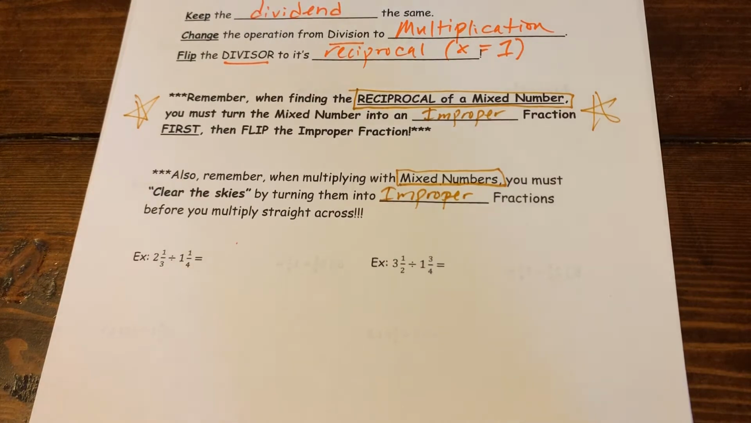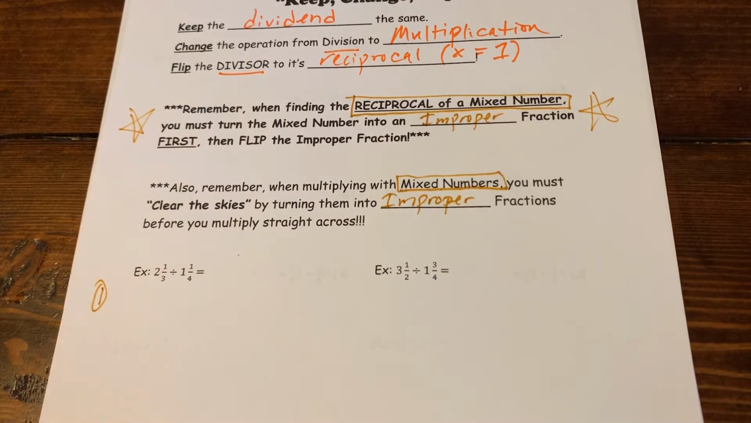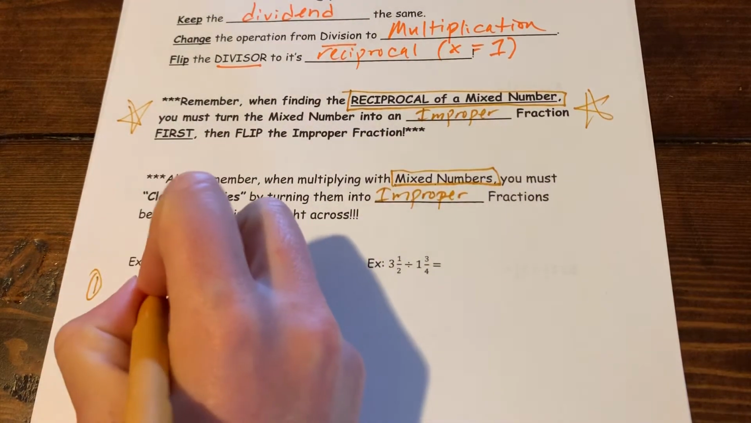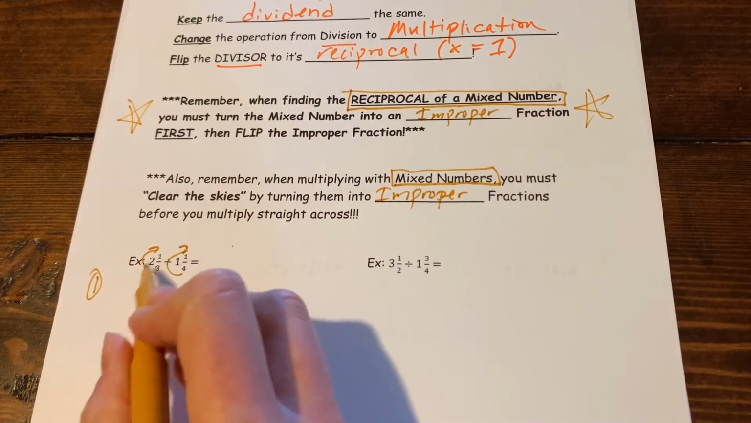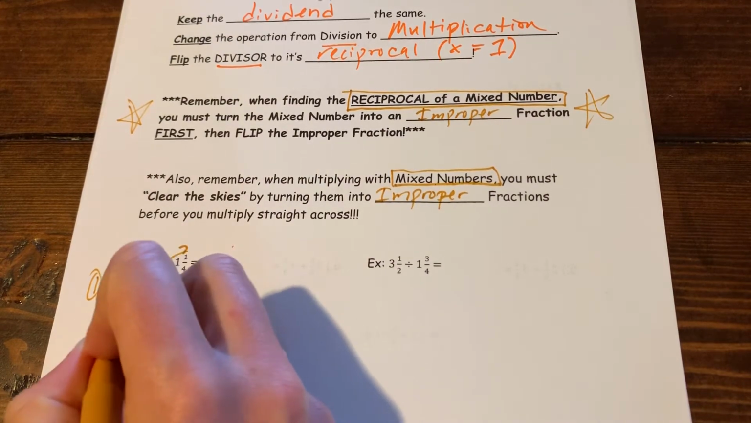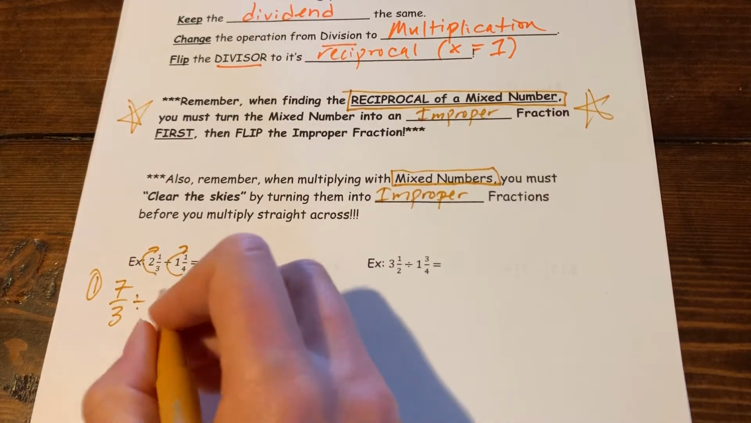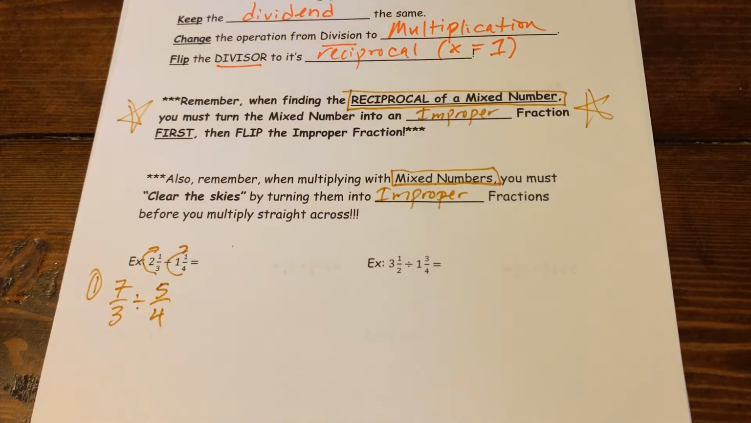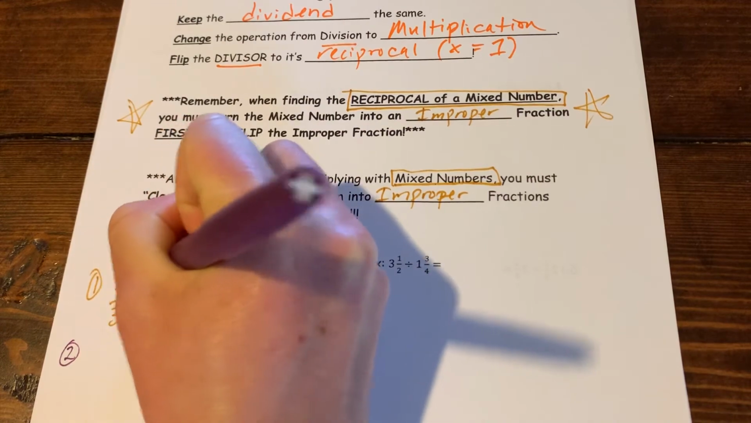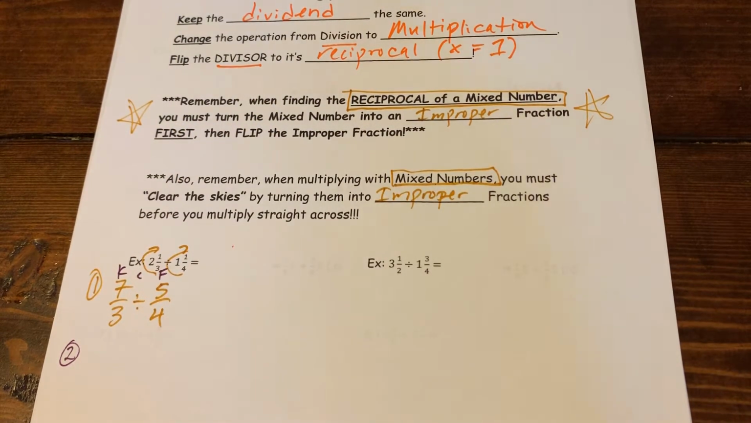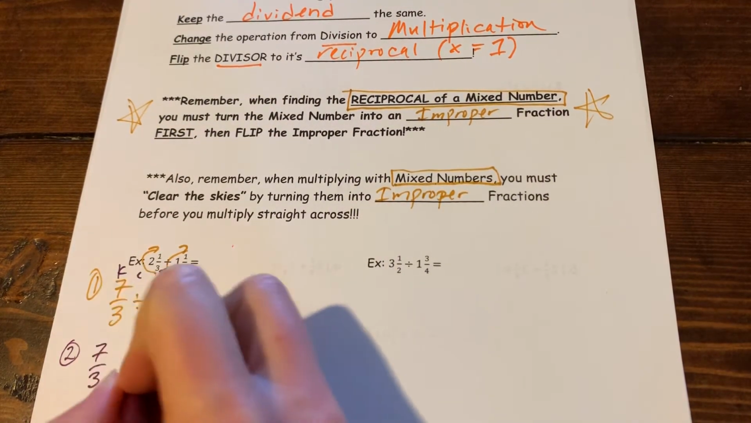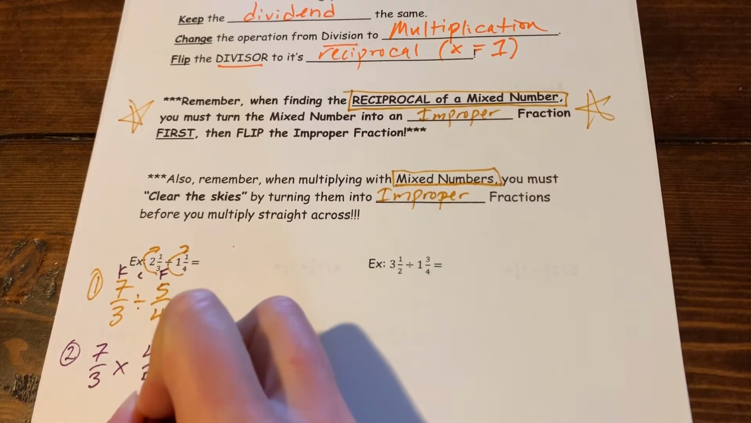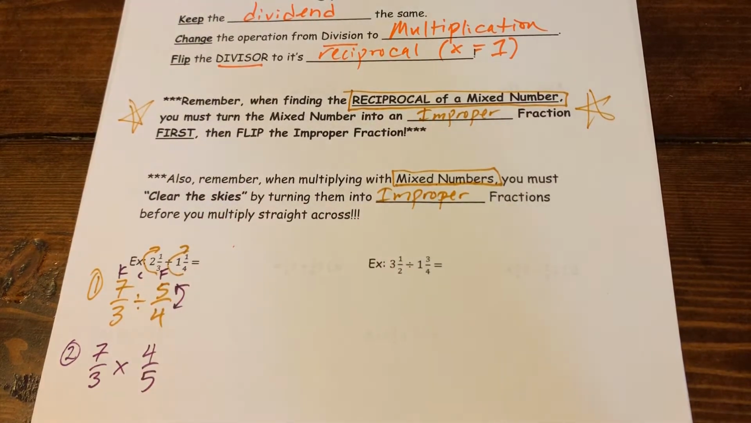So we have 2 1/3 divided by 1 1/4. So the first step, I want to turn both of these into improper fractions. So I'm going to use my times, plus skills. So that's 7/3 divided by 5/4. Step 2 is your keep, change, flip. So now that we've cleared the skies, now we can go ahead and KCF. So that's going to be 7/3 times 4/5. We flip the second fraction, not the first one, but the second one.